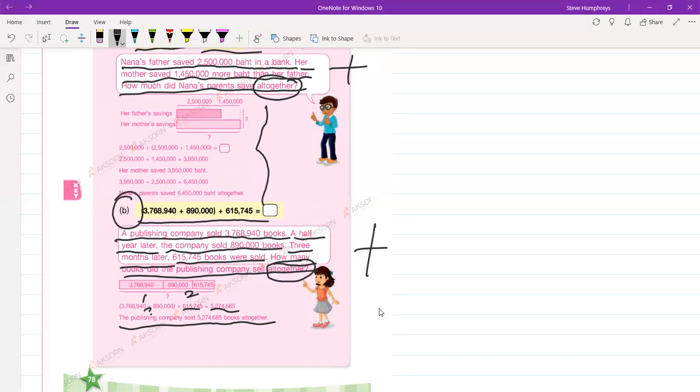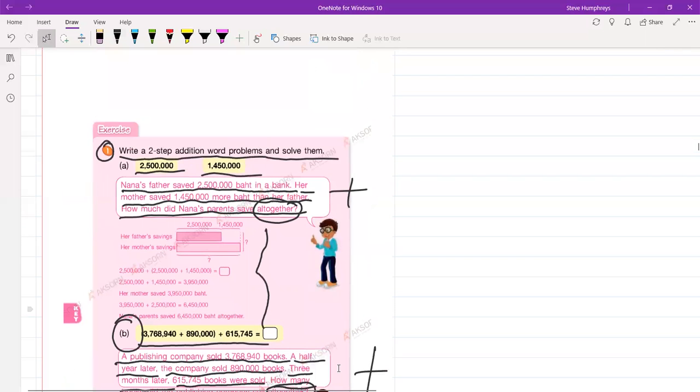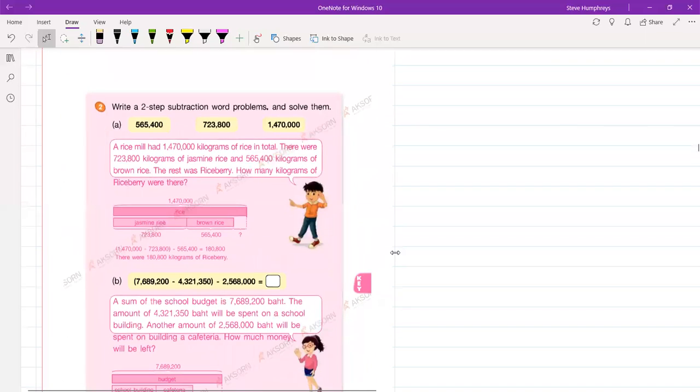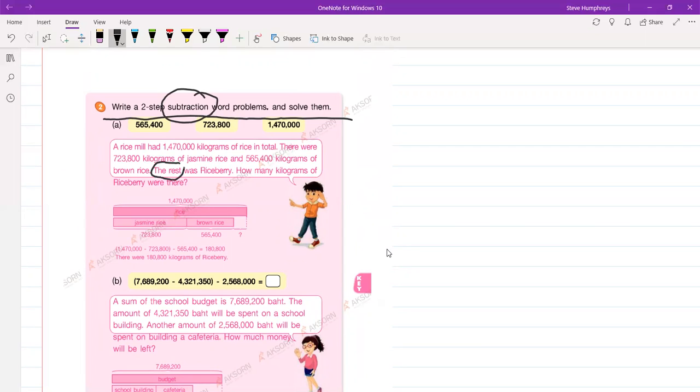Okay? If you want, you can attempt those, but if not, we'll do them together when you come back to the classroom. And page 79, there are 2 examples of subtraction. Write a 2-step subtraction word problem and solve them. Okay? Look for the keywords. I think the keywords here are "the rest was." Okay?